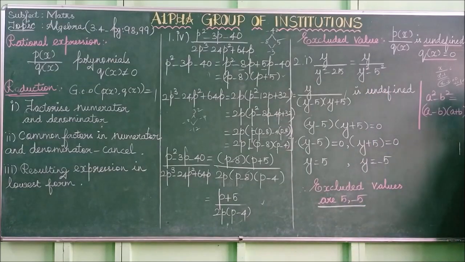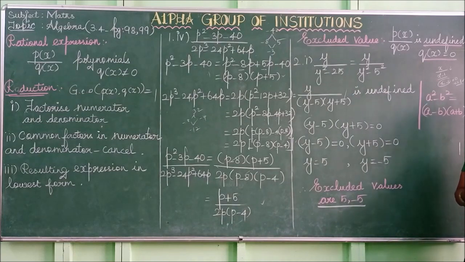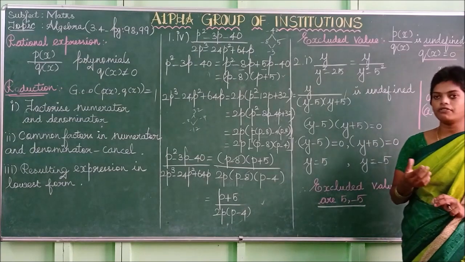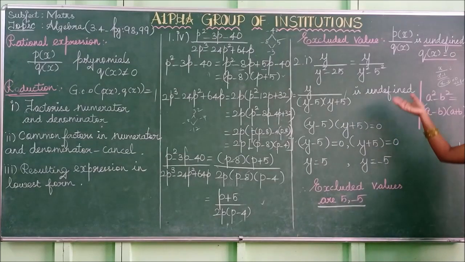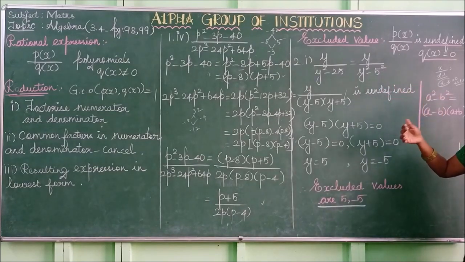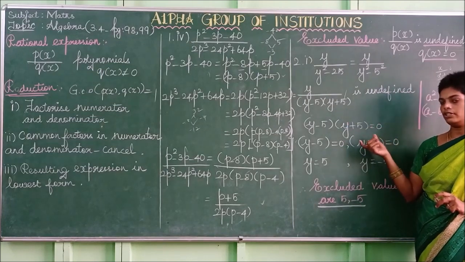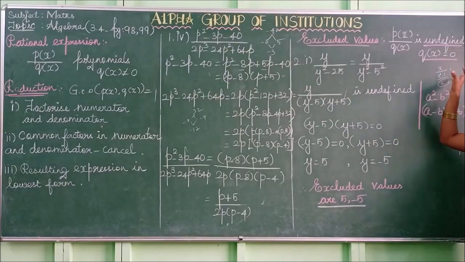So listen once again, what is an excluded value? The value for the given expression in the form of p of x by q of x is said to be undefined where q of x is equal to 0. So if you are given some problem like that, you have to define the given expression as undefined and say the denominator only equal to 0, not the numerator, the denominator. Because q of x only equal to 0.